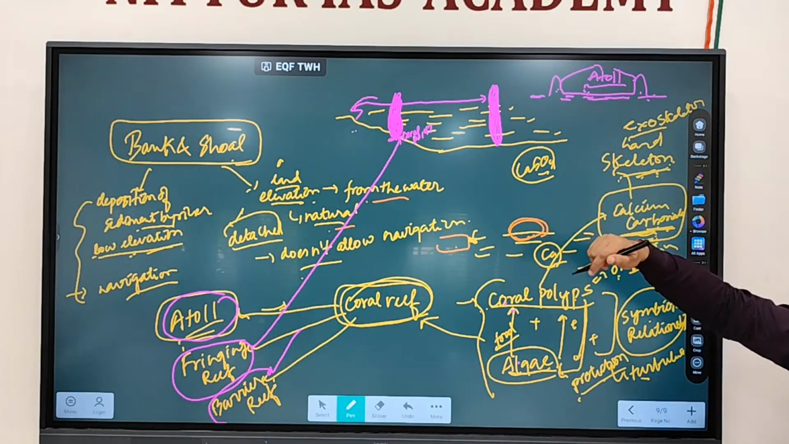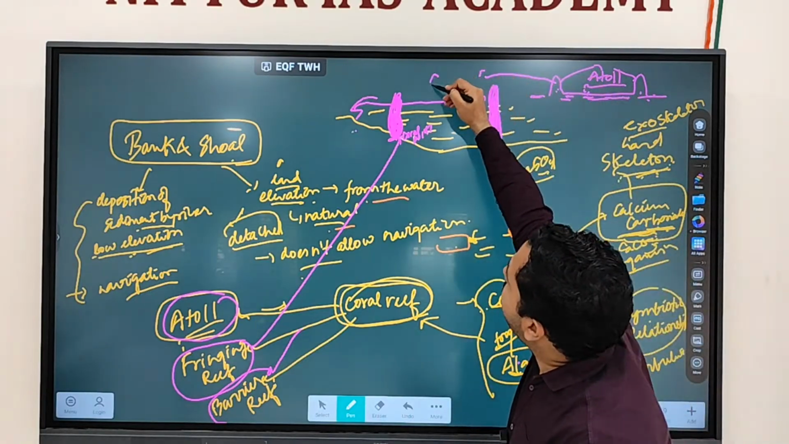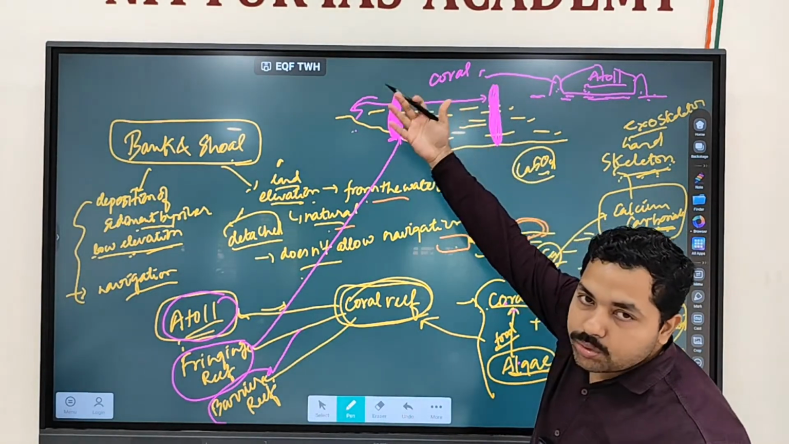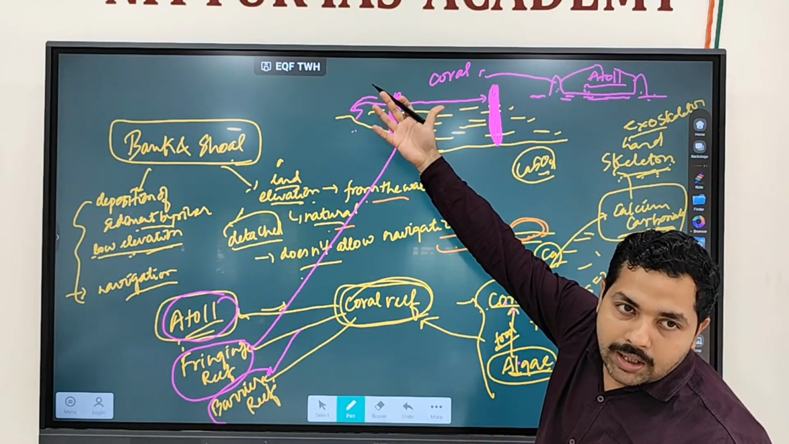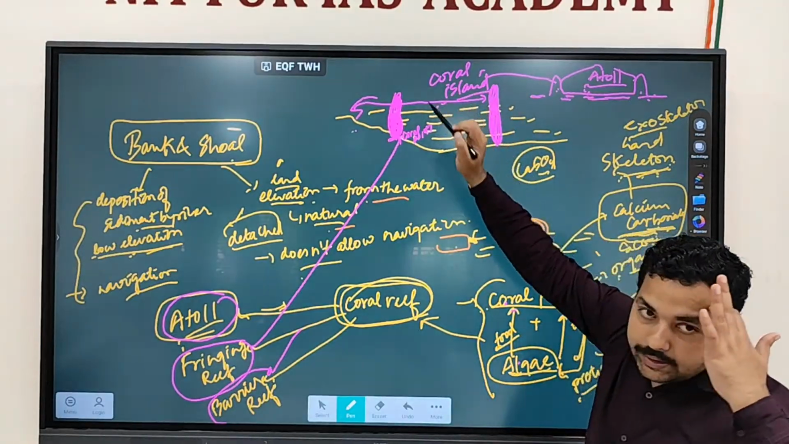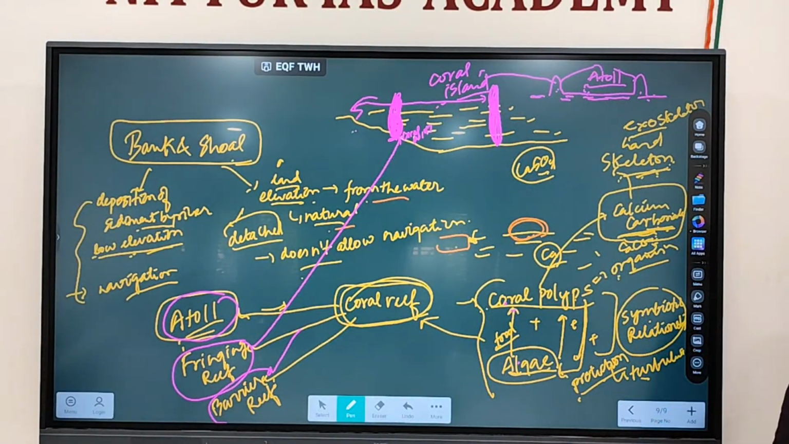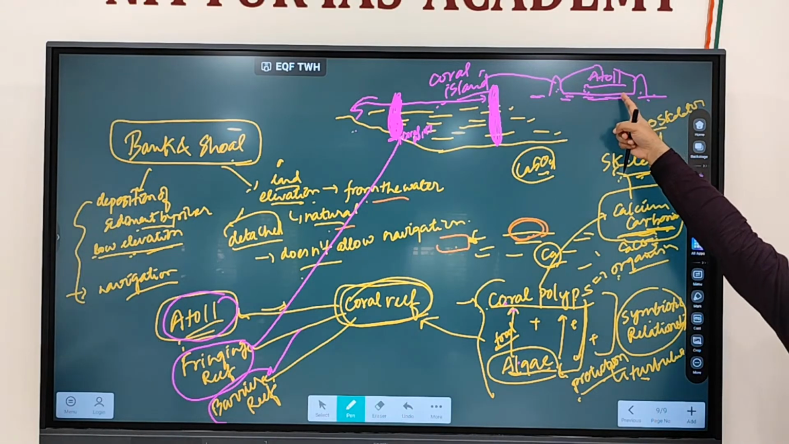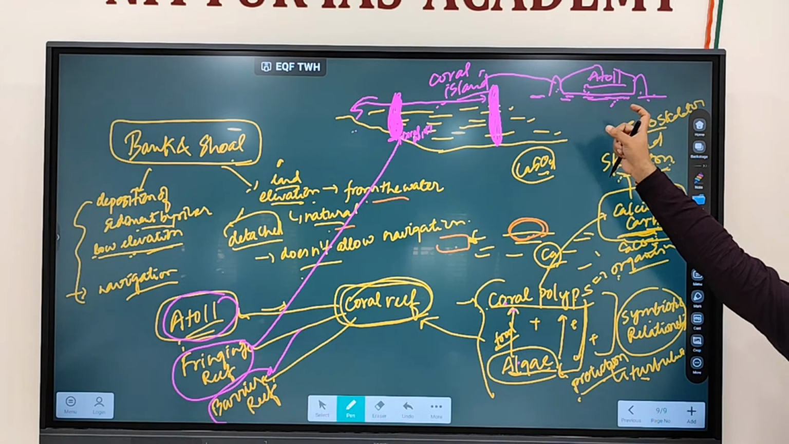Atoll reef. And this is also referred to as which type of island? Because anything that comes out of the water, we call it an island. So this is referred to as a coral island. Like we discussed, Andaman and Nicobar is which type of island? Volcanic island, formed due to volcanic eruption. Lakshadweep is which type of island? Coral island. Which type of reefs are found in Lakshadweep? Atoll reefs are found.